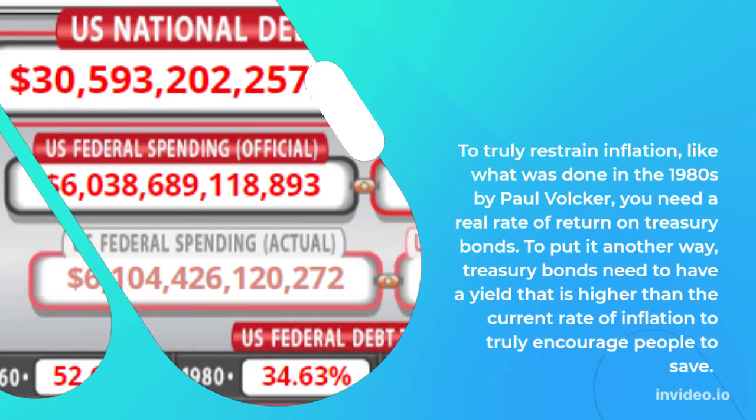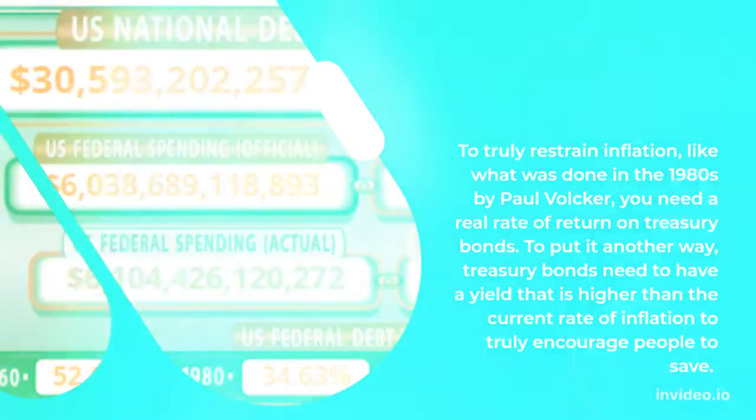To truly restrain inflation, like what was done in the 1980s by Paul Volcker, you need a real rate of return on Treasury bonds. To put it another way, Treasury bonds need to have a yield that is higher than the current rate of inflation to truly encourage people to save.